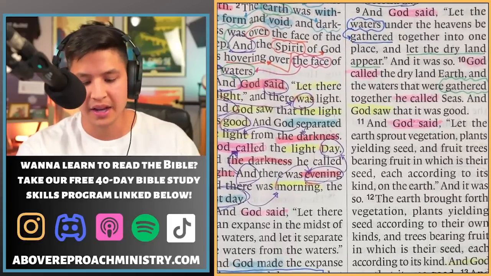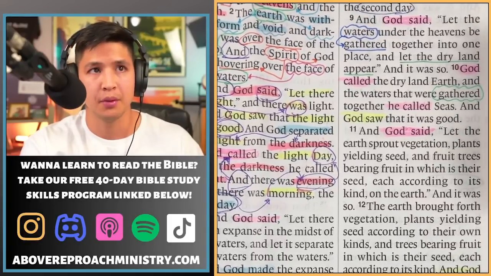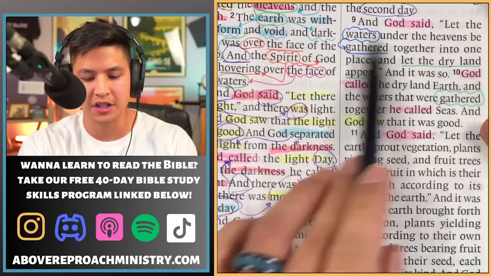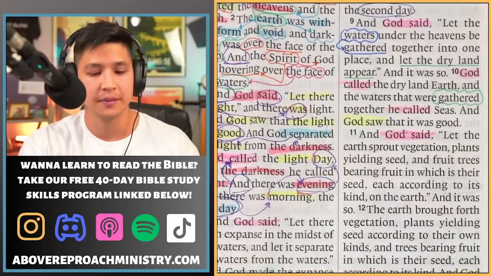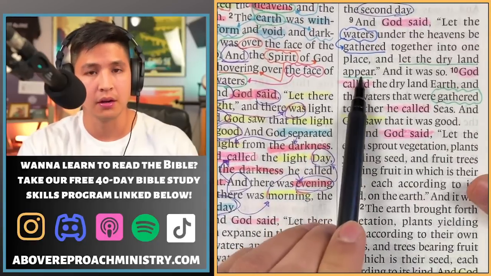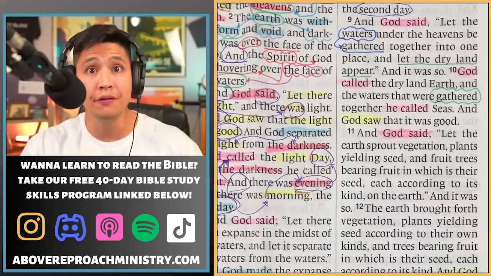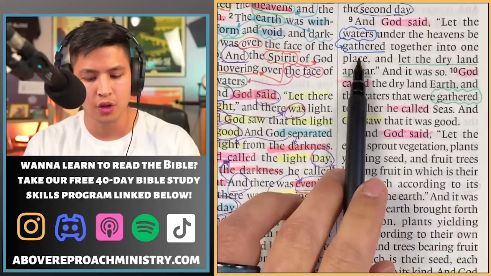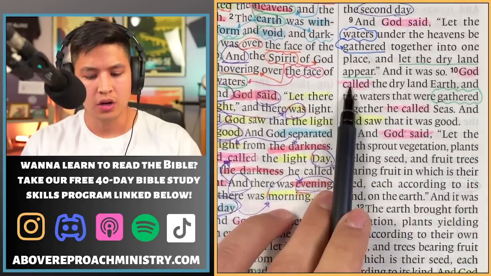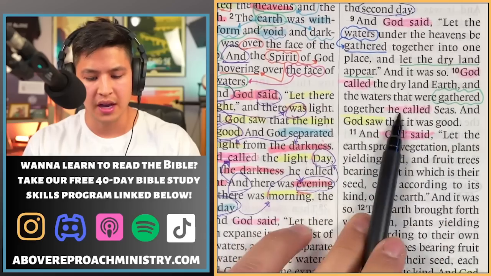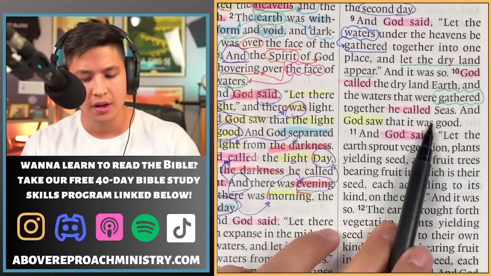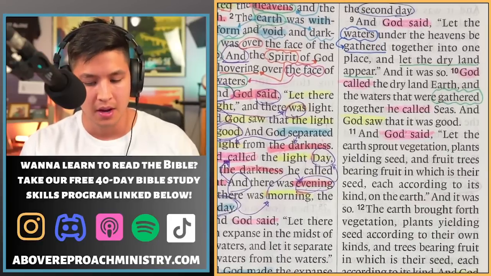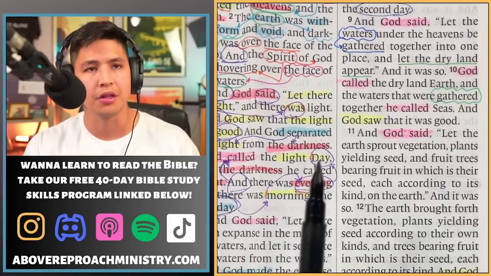So God has brought light into the darkness. God has separated the waters so that there's an expanse. Now day 3, God said, let the waters under the heavens be gathered together into one place, and let the dry land appear. And usually we think of that as God poofing land into existence. Actually, he says the dry land is coming up from the waters. And it was so, God called the dry land earth, and the waters that were gathered together he called seas, and God saw that it was good. So the waters under the heavens are gathered into one place, and the dry land seems to come up from that.